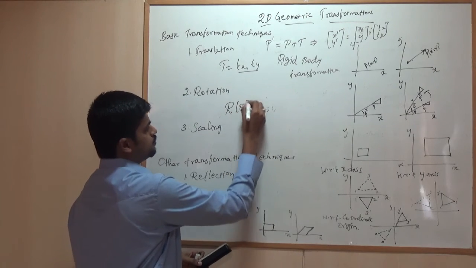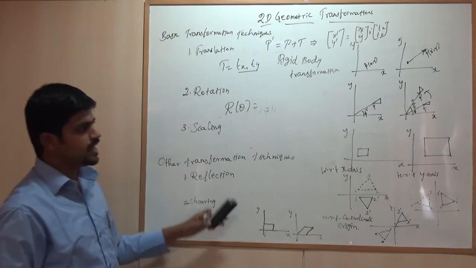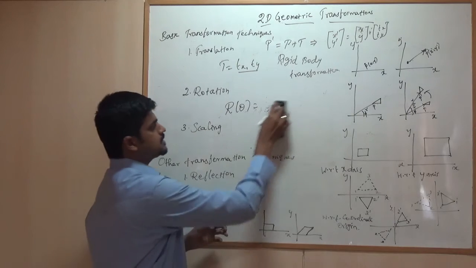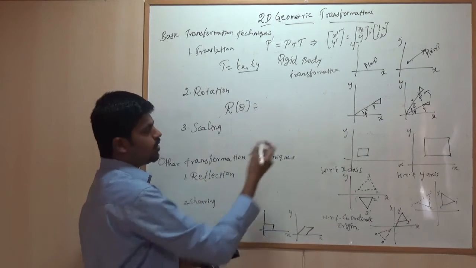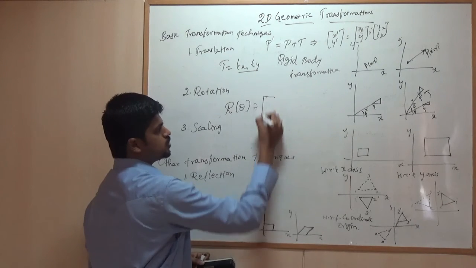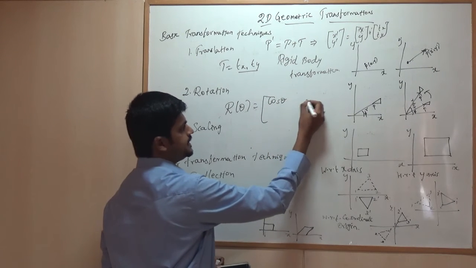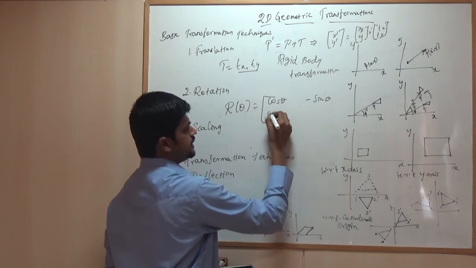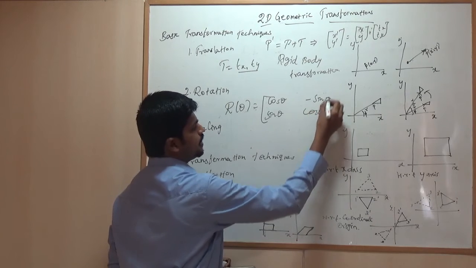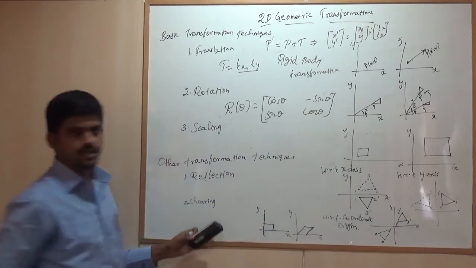R of theta, which is equal to, that is, we are going to take the rotation matrix for only the coordinates, so the coefficients of x and y. So after eliminating this polar coordinate, your matrix will become cos theta, minus sin theta, then sin theta, cos theta. This is the coordinate matrix representation for the rotation.